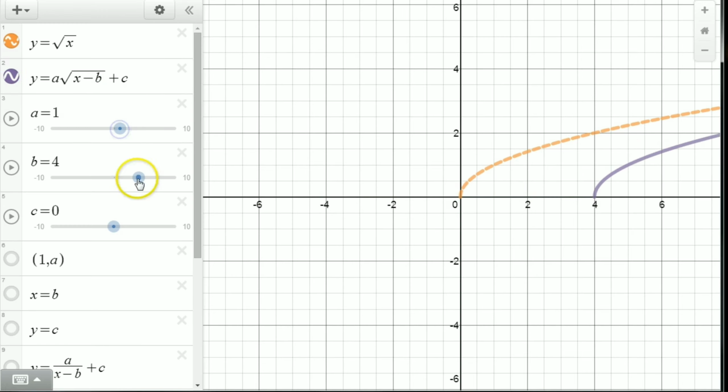Let's set it back to 1, just move our b back to 0. Let's have a look at what happens as we change the values of c. As with all of our previous graphs, we would expect that the values of c move the graph up and down, or translate it along the y-axis, which is what we can see here, translation.